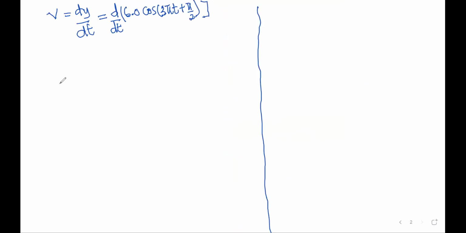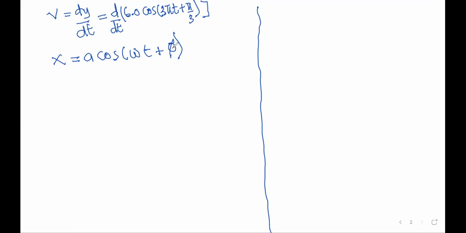We can do this by assuming that x is equal to A cos omega t plus phi. We can create a general equation which is similar to this. Hello, please, it was pi on 3. Pi on 3, thank you. So pi on 3.